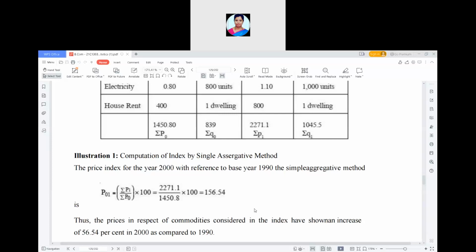156.54. So thus the prices of the respective commodities considered are shown in the index. So 156.54 percent, it has increased when you compare with 1990. So in 2000 we have a 56.54 percent increment. Likewise, we can calculate for any commodity. So this is the simple illustration we have in the book.